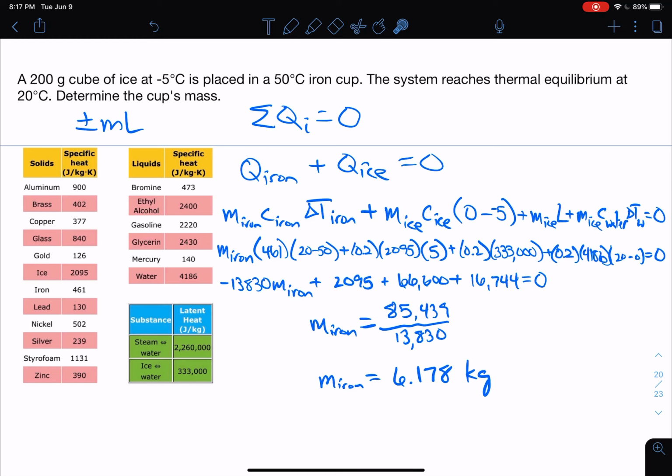What's going on with the iron cup? Okay, it was only undergoing temperature change. What's going on with my ice? Well, it's undergoing a temperature change, but then it's going to melt, and then it's going to undergo another temperature change. So that's part of the conceptual part, the physics part. You have to understand what's actually happening to identify that all these 3 terms were all part of Q ice.